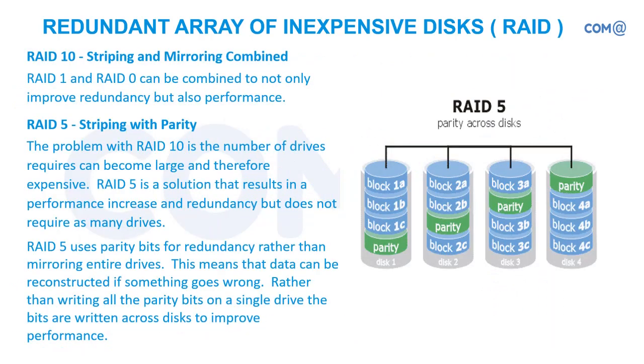RAID 10 is striping and mirroring, a combination of RAID 1 and 0. RAID 5 is striping with parity. When you do RAID 0, it is only striping, and there is no parity check, so whether it is written properly or whether I can retrieve the data from the disk properly is not verified. Whereas if I go with RAID 5, a separate hard disk is used for storing the parity bit, and I can ensure that my data is retrieved properly and there is no damage to my data.